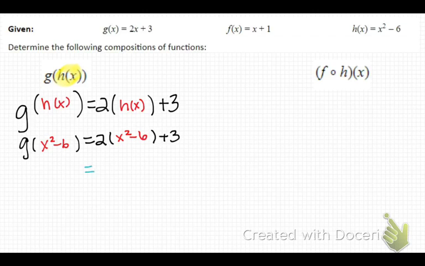So how do I start solving this problem? Distribute the 2. So what do I get? 2x squared minus 12, and I still have a plus 3. So I have 2x squared minus 9. Do we agree? Did I ask you to simplify? Did I ask you to factor? No. So that is going to be my answer.